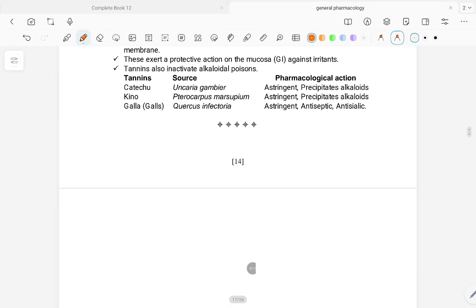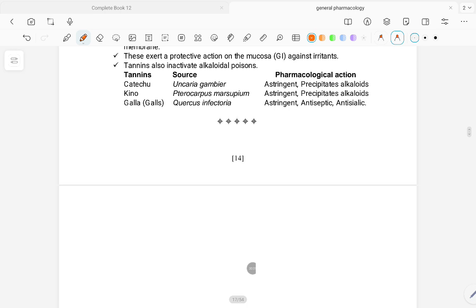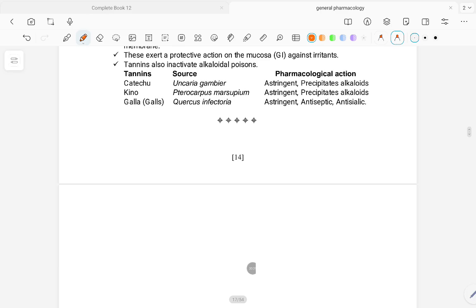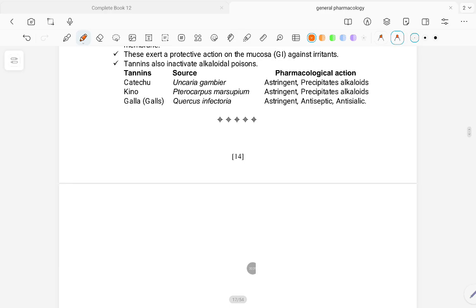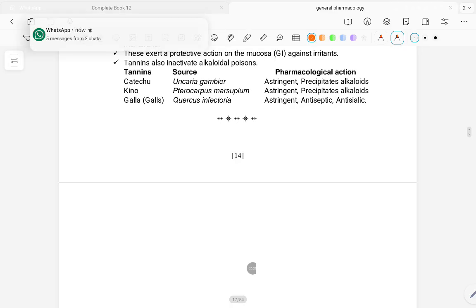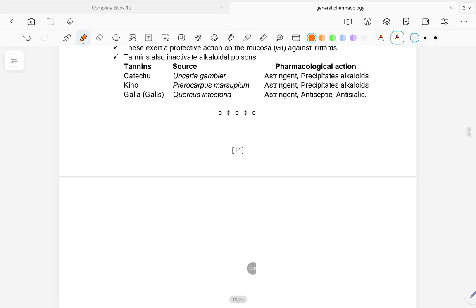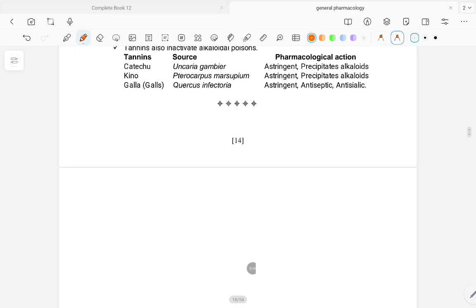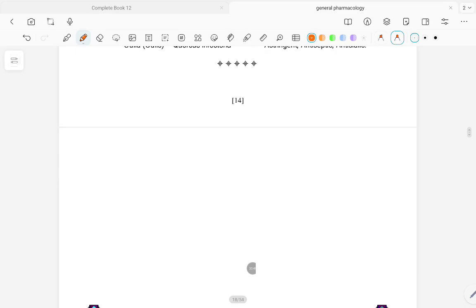Tannin, source, pharmacological action. Catechu, Acacia catechu, astringent, precipitates alkaloids. Kino, Pterocarpus marsupium, astringent, precipitates alkaloids. Galls, Quercus infectoria, astringent, antiseptic.